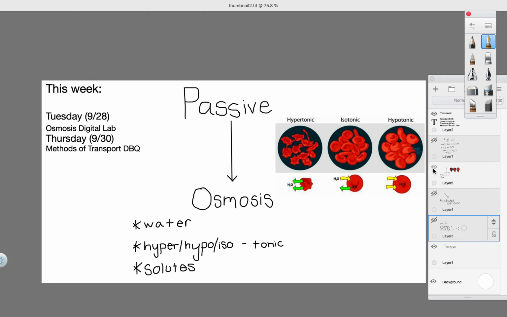The next example of passive transport is going to be osmosis. And this was the focus of Tuesday, so we did spend a little bit more time on this one than the others, I think.